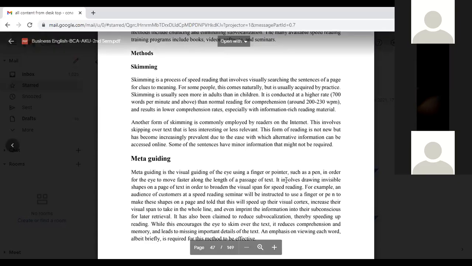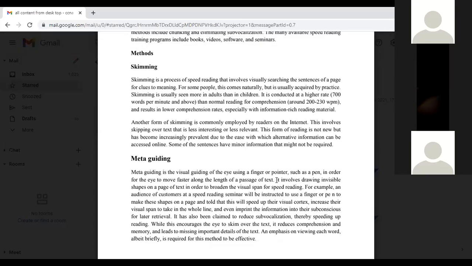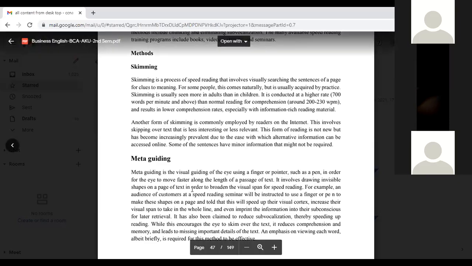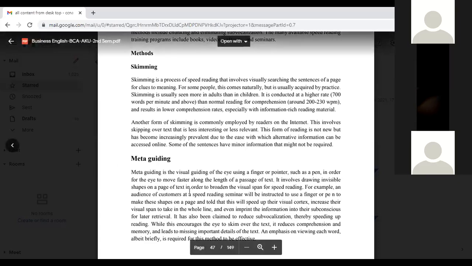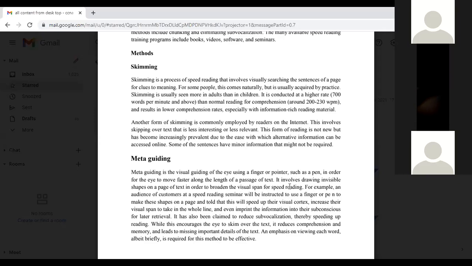Like this cursor is moving. So what is it? I'm using it. This is meta guiding. Can you see the cursor moving? Okay. Like if I say it involves drawing invisible, it means I am going slow because the cursor is moving slowly. I am making it move slowly. But if I just skim through it, it involves drawing invisible shapes on pages of text in order to broaden the visual span of speed reading. This is meta guiding. Anything could be used, right?